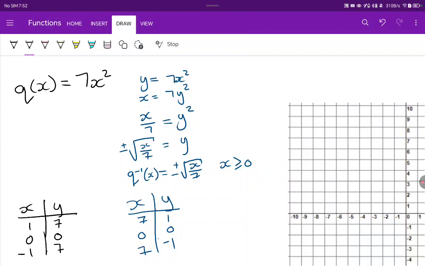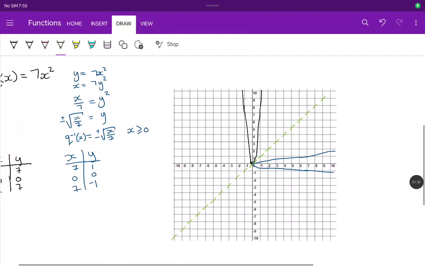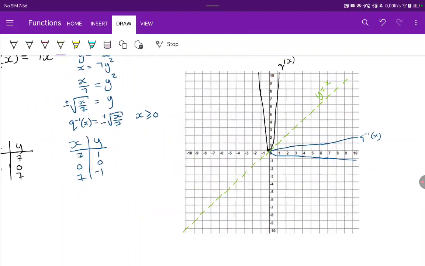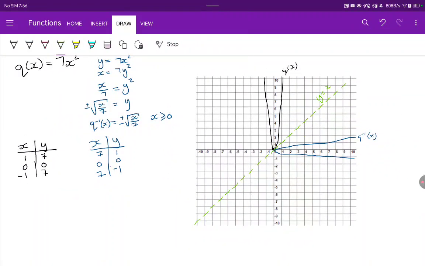Okay, let me sketch quickly. Be right back. All right, so there we go. We have our two sketches. This is the q of x, and this is the q minus 1 of x. And our axis of symmetry, y equals x. Okay, now based on this, let's do additional information.